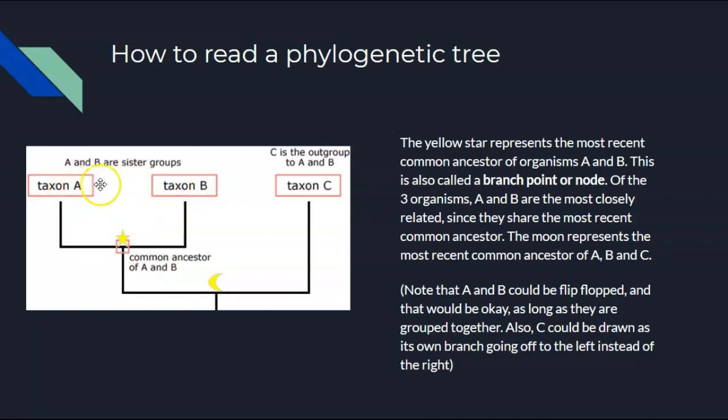These are called sister groups. This one over here by itself is called the outgroup. An important thing to know is that C could be going off by itself over here too. It doesn't matter. Also, B and A could be flipped. There's no rhyme or reason which one would go in B and which one would go in A. Right here is another node or branch point, and this would represent the common ancestor of A, B, and C.